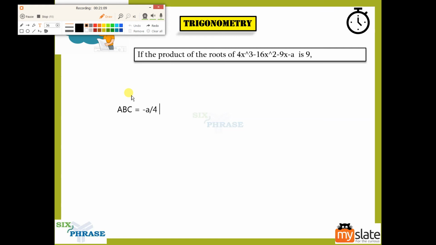So this is equal to 9. Now is it easy to find the value of a? Yes, the question is to find the value of a. Okay, so that part is missing there. So what is the value of a? a is equal to minus 36. So minus a by 4 will give you 9. So yes, this should give you a is equal to minus 36.